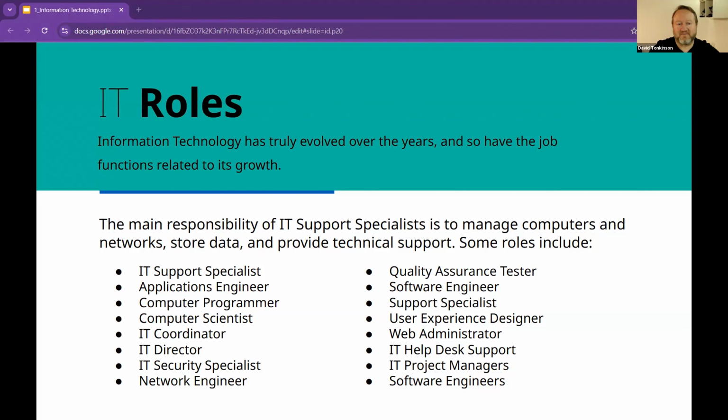Again, software engineers are in there, and support specialists, which is a key role, very important for keeping businesses running. UX, so user experience designer. These are the people that design the web pages, the front ends that people look at, which is all about the user experience. And it's very important because if your website is rubbish and horrible, people don't use it, and then you don't get the sales.